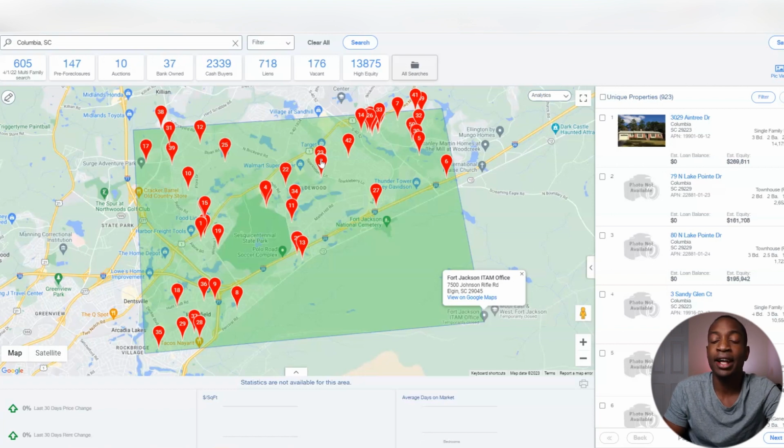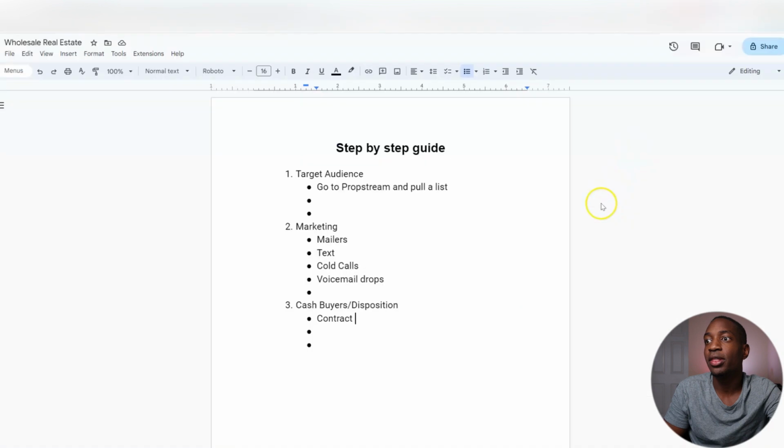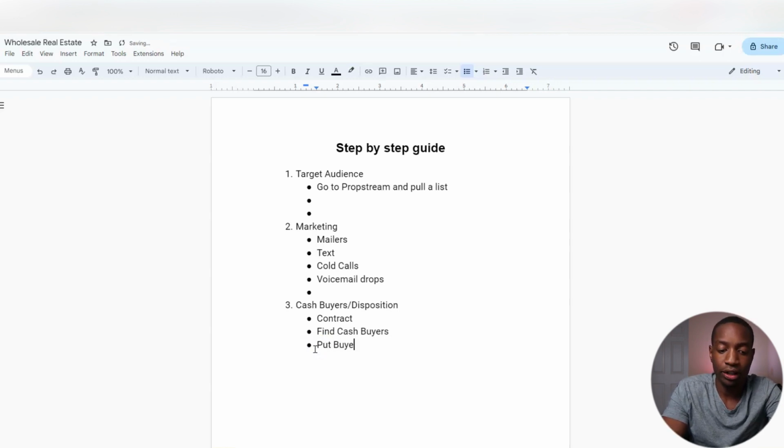And so once you do that, you will put the cash buyer under contract, right? The contract that I use, I'll link down below once again, along with the different contracts I use. But essentially in that contract, you state that you're assigning this contract over to this cash buyer, right? And then I'm charging a fee of $10,000 or $20,000, and that's how you would get paid. And so these are the basic steps, a step-by-step guide on wholesaling real estate. So find cash buyers, and then you put the buyer under contract.